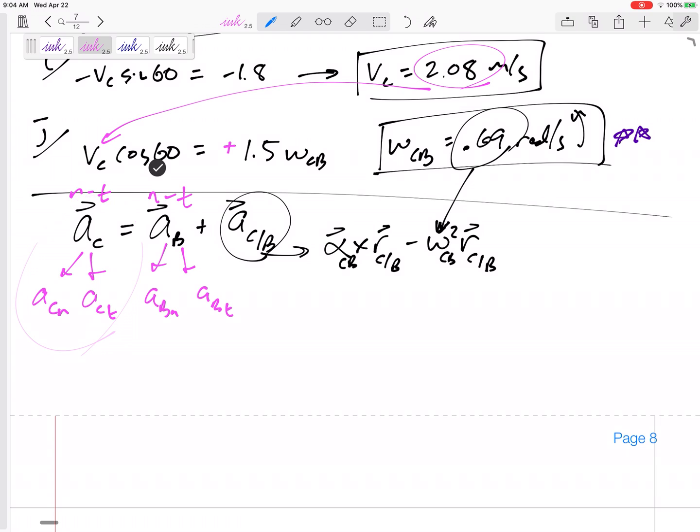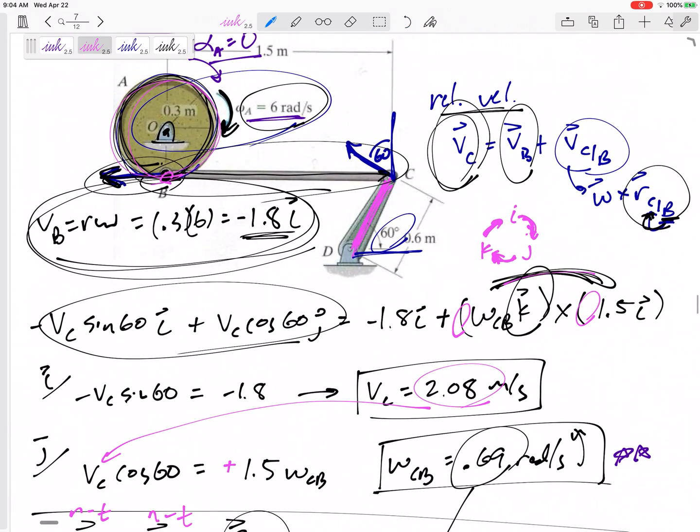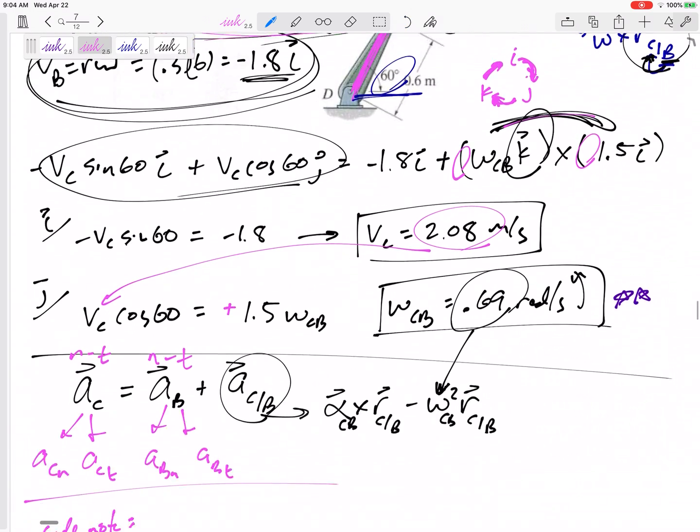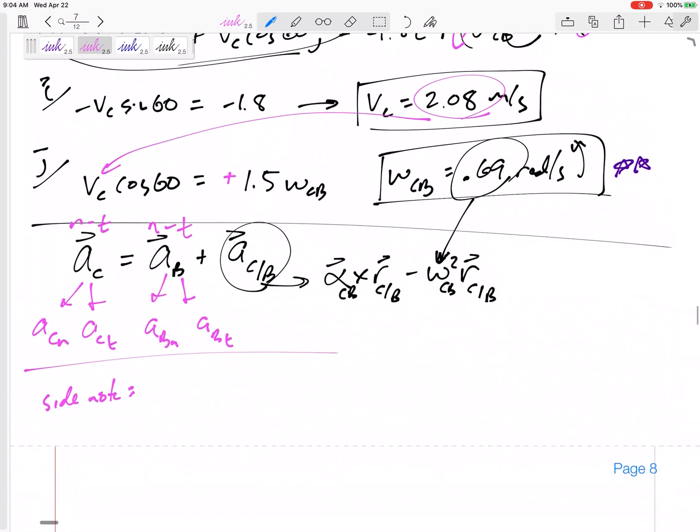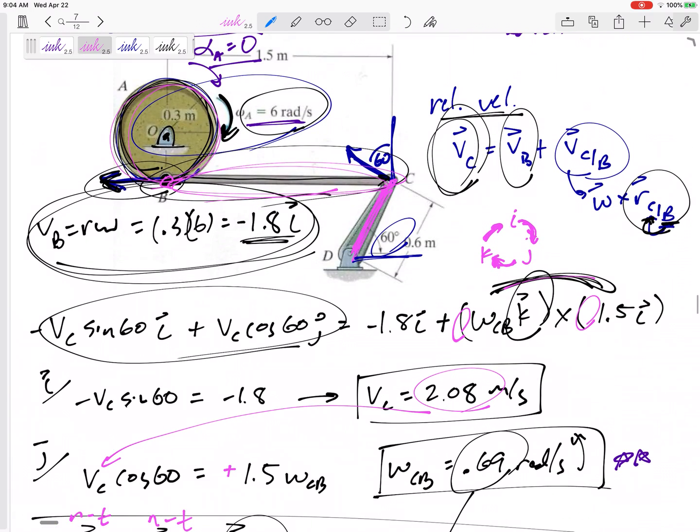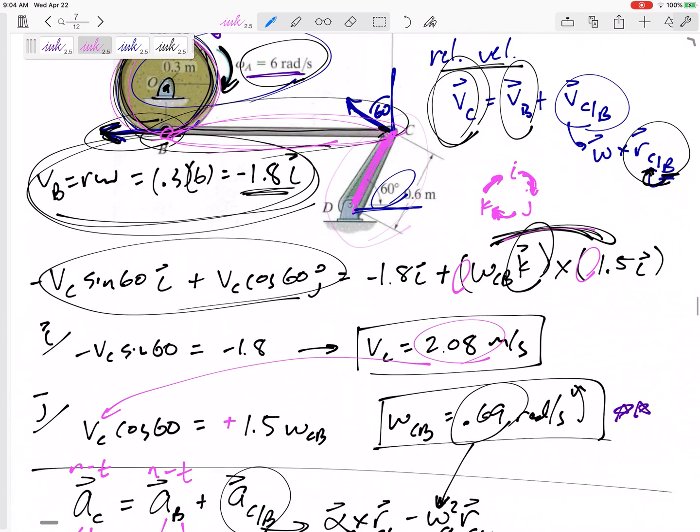Which one do we want to start with? Let's start with C. So I kind of like to come over here. This is kind of a side note. So I'm not looking at the whole equation. I'm not looking at the main bar BC. I'm looking at C being connected to this bar CD right here.